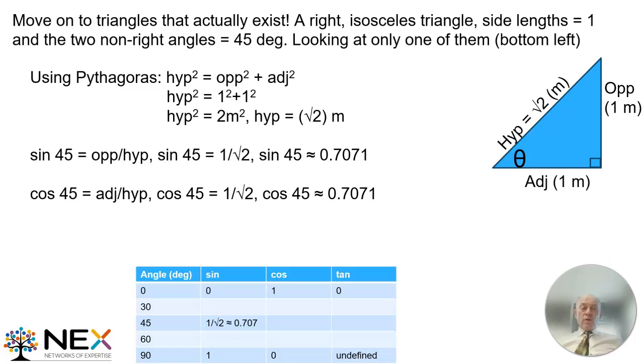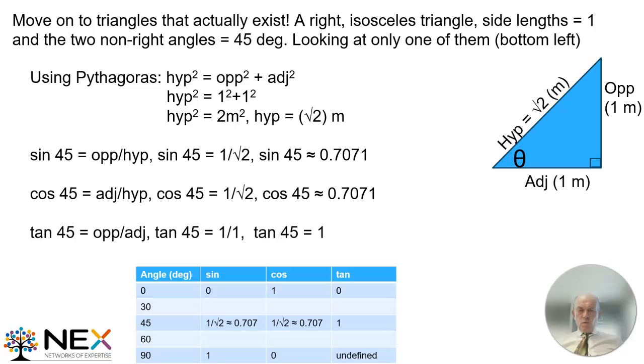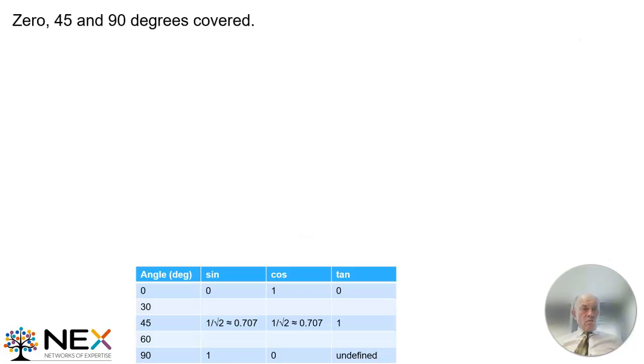I know of almost no physics teachers who will be upset if you leave it as a fraction or a surd, 1 over root 2. Tan of 45, we'll post that. Tan of 45 is opposite over adjacent, which is 1 over 1, which is 1, and that's a nice little check too for when you want to make sure your calculator is not in radians. Put in tan of 45, if it's 1, you know your calculator's in degrees. Cool, 0, 45 and 90 degrees covered.